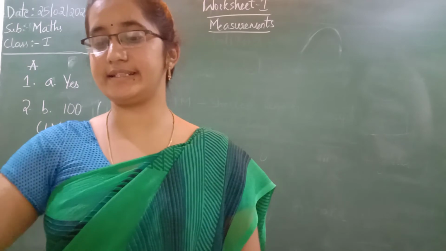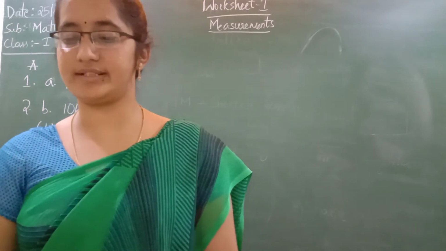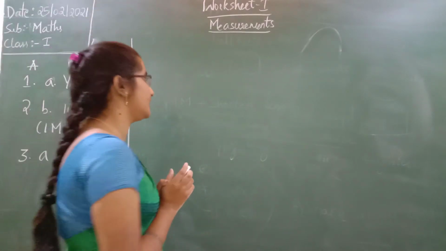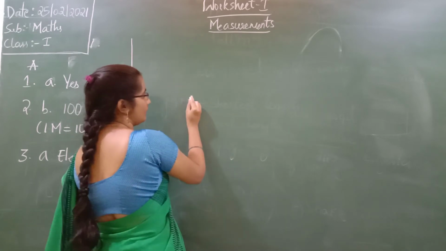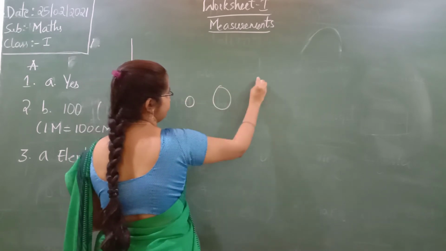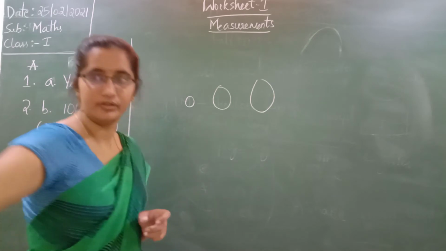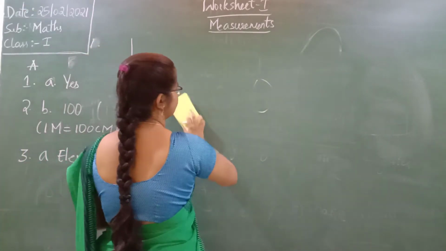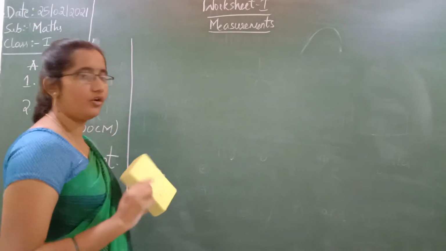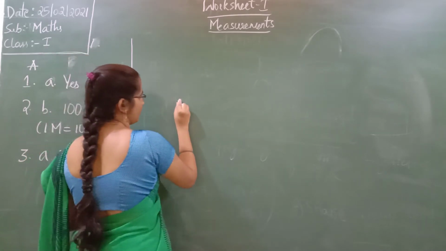Circle the lightest animal, tick the heaviest animal. Lightest and heaviest. If we have 3 balls, not 3 balls, I go with, okay, box.